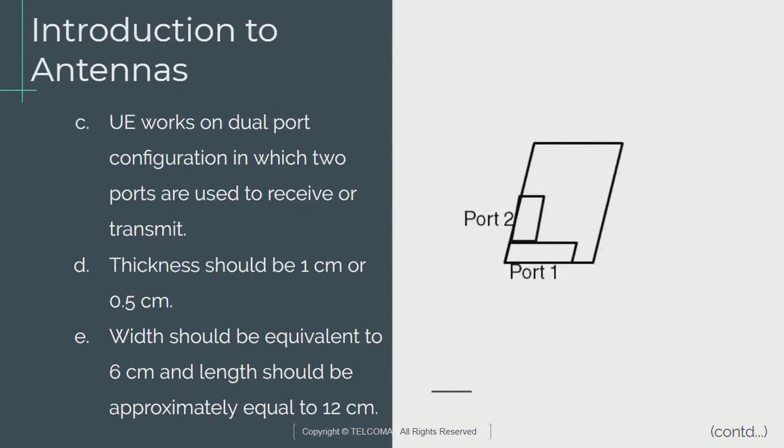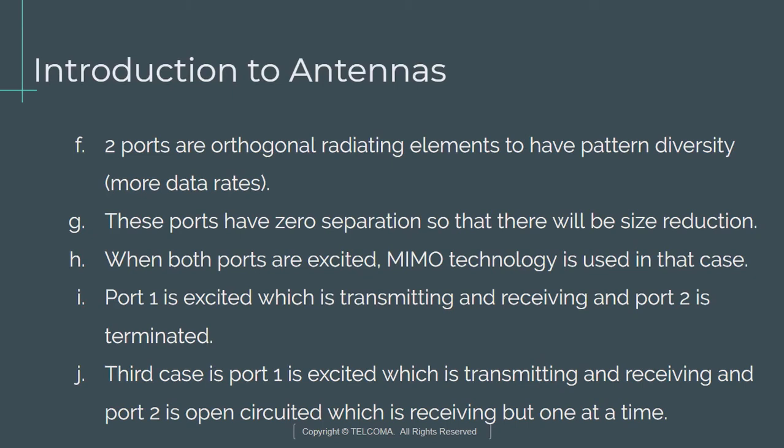UE works on a dual port configuration in which two ports are used to receive or transmit. The thickness of the antenna should be 1 cm or 0.5 cm, and the width should be equivalent to 6 cm and the length should be approximately equal to 12 cm. The two ports are orthogonal radiating elements to have pattern diversity so that they can provide more data rates. These ports have zero separation so that there will be size reduction.